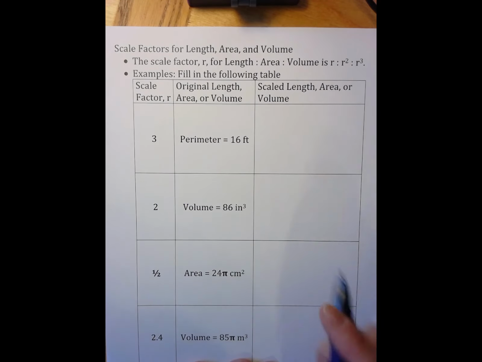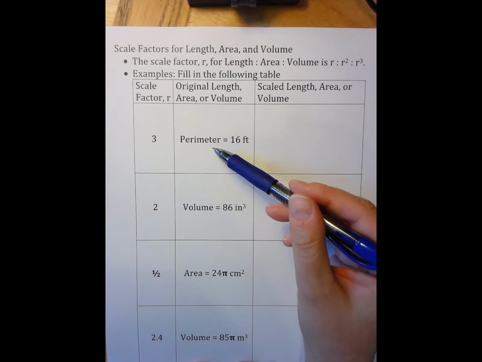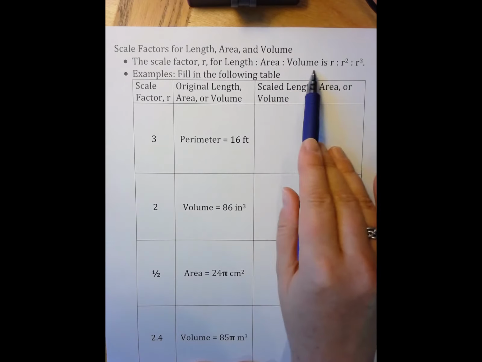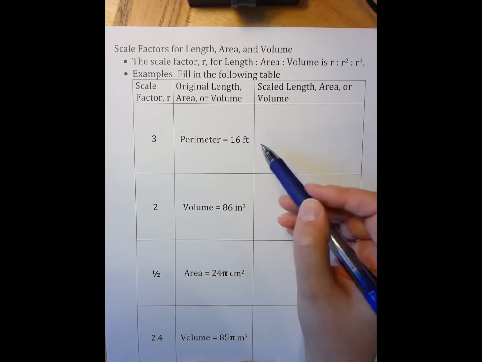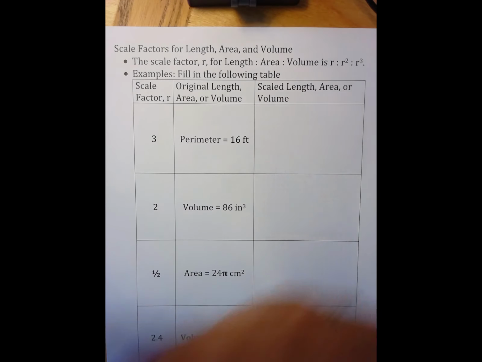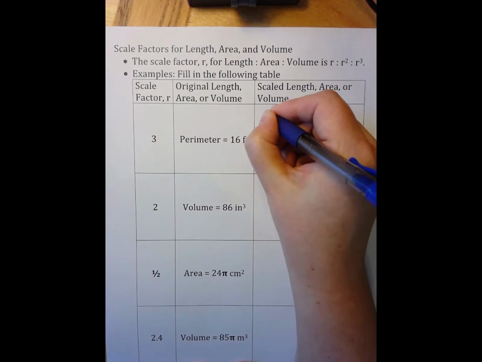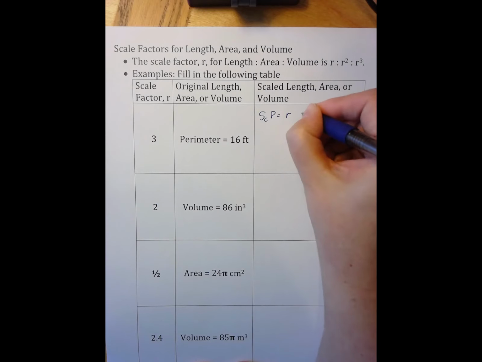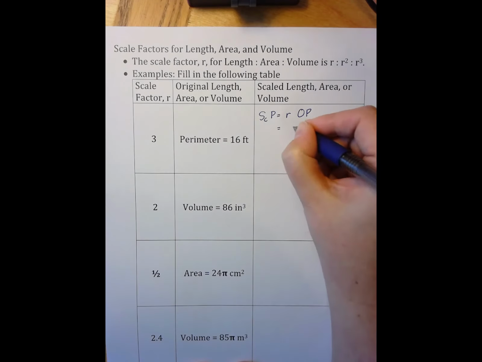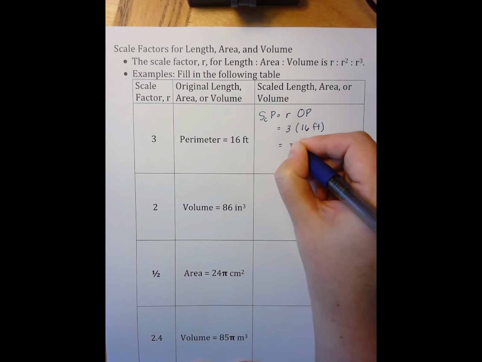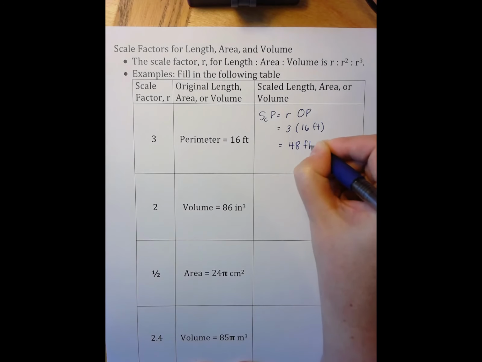So the first thing we have to ask ourselves is, in this case, it's perimeter, but we didn't list perimeter up here as one of our 3 options. So we have to translate that. And perimeter turns out to be a length. One way to recognize this is that there's no squared on my units. My units are just units. So my scaled perimeter is going to be r times my original perimeter. In this case, my r is 3, and my original perimeter is 16 feet, which gives me 48 feet.